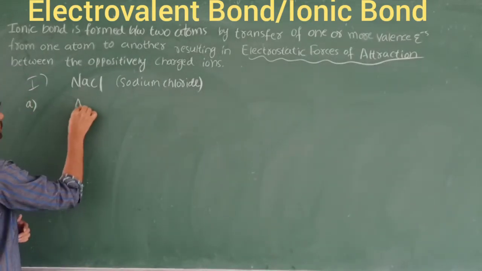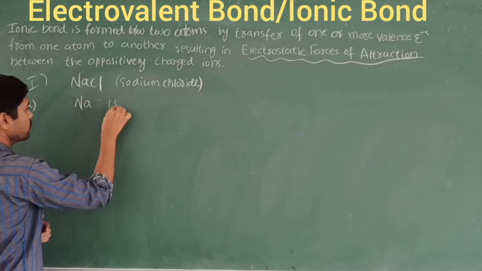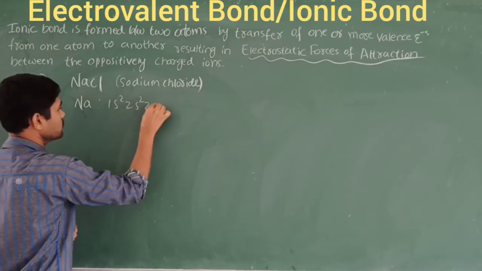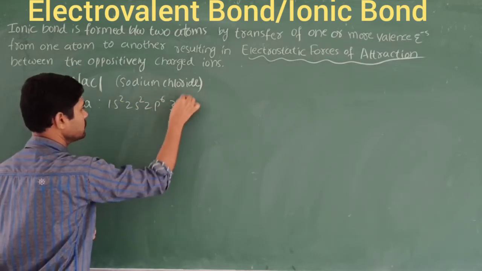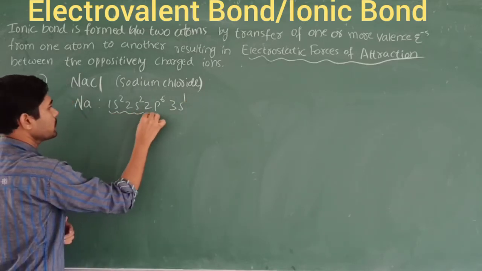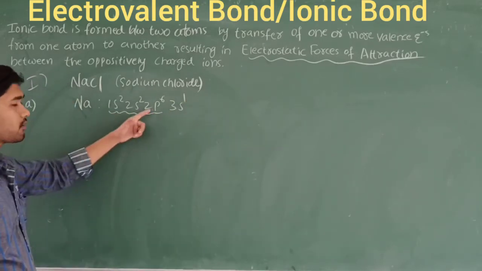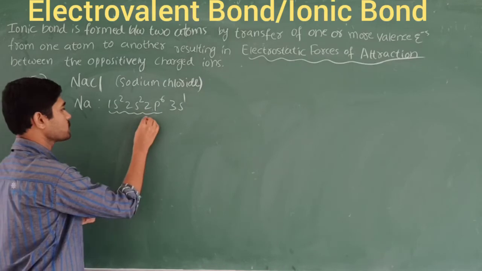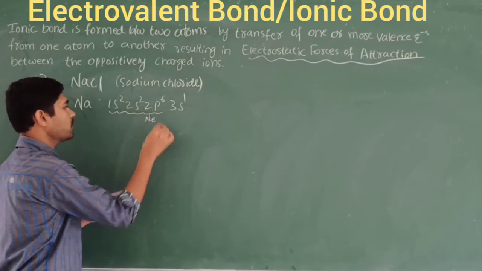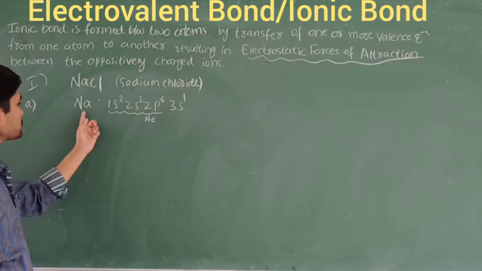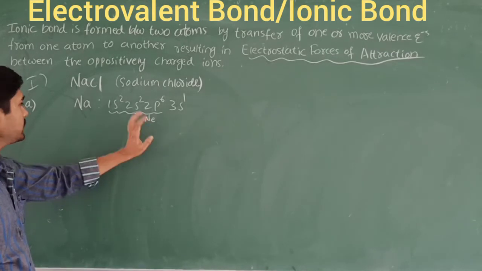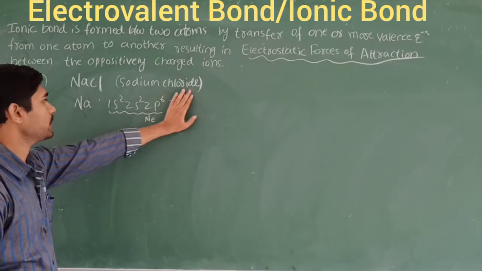What is the electronic configuration of sodium? It is 1s2, 2s2, 2p6, 3s1. The first part is completely filled orbitals, which is called neon, plus 3s1. Its nearest noble gas is neon. That's why it readily loses one electron.